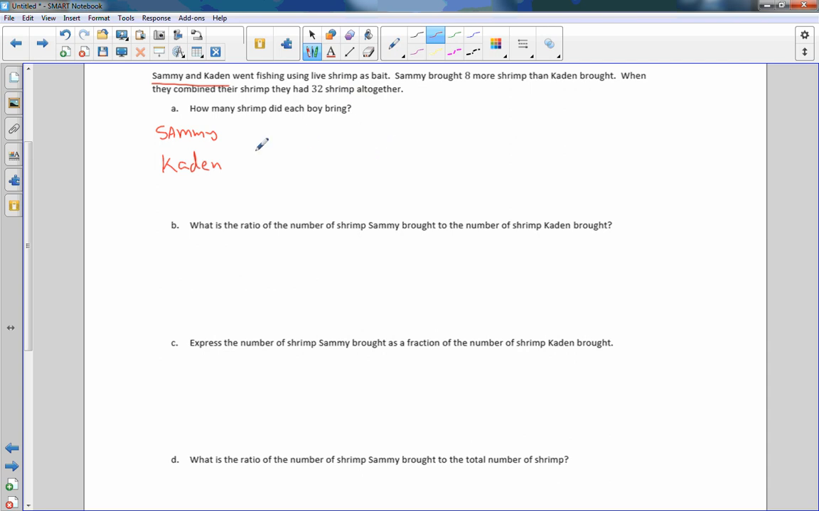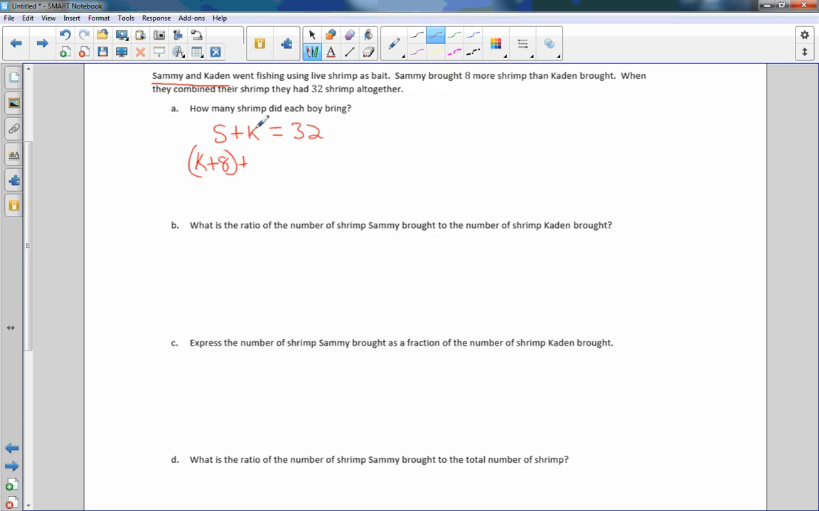So how could we do this with a tape diagram? Is this possible with a tape diagram, or is there an easy way to do this? Okay, I'm not going to do this using a tape diagram. What I'm going to do is write this out as an equation. So Sammy plus Caden, the number of shrimp Sammy bought plus the number of shrimp Caden bought equals 32. But Sammy bought 8 more shrimp than Caden. So I'm going to replace Sammy with Caden plus 8.